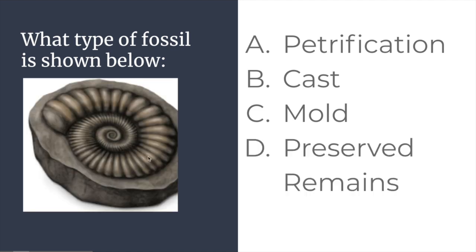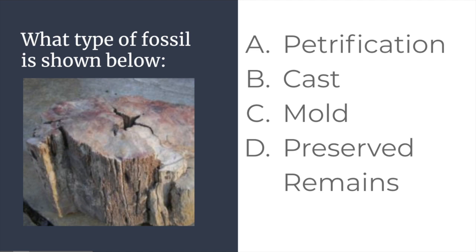Now we have a picture of another type of shell. Notice how this one looks a bit different than the one we saw first. It seems more 3D. Is this petrification, cast, or a mold? Or is it a preserved remain? If you said cast, that is correct. I know that this is a cast fossil because, in cast fossils, usually the minerals take up the space and form a 3D shape of the imprint that was created by the organism.